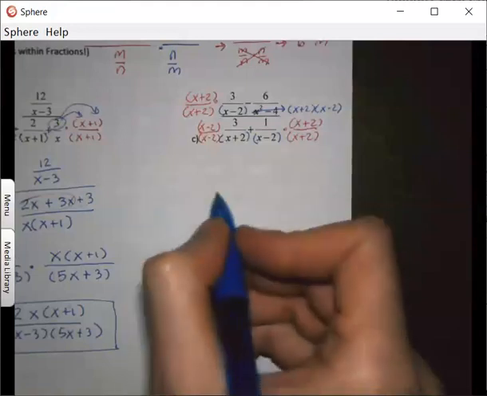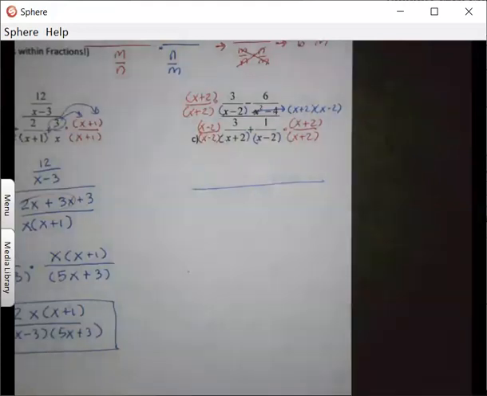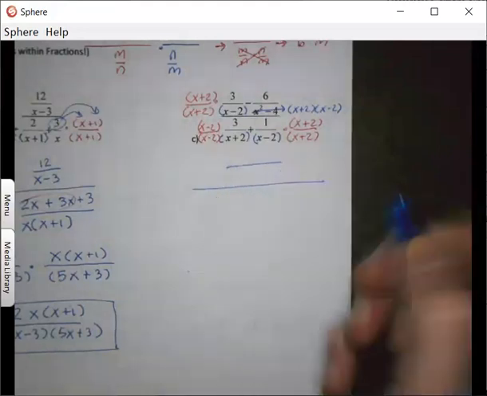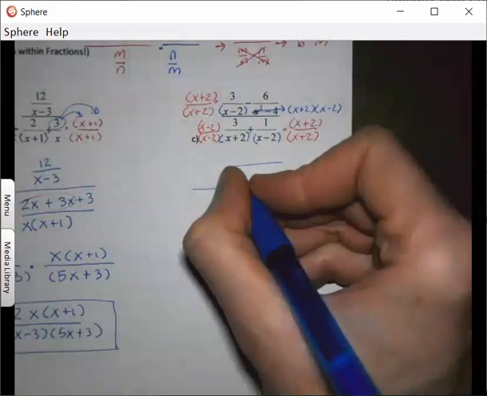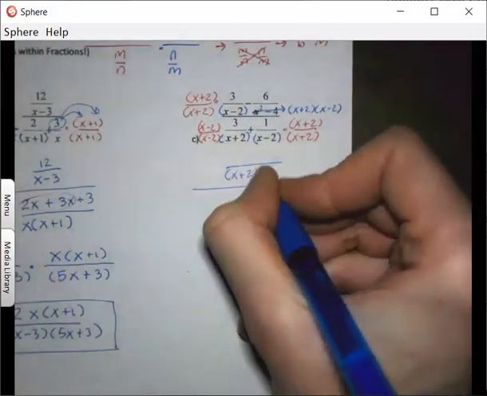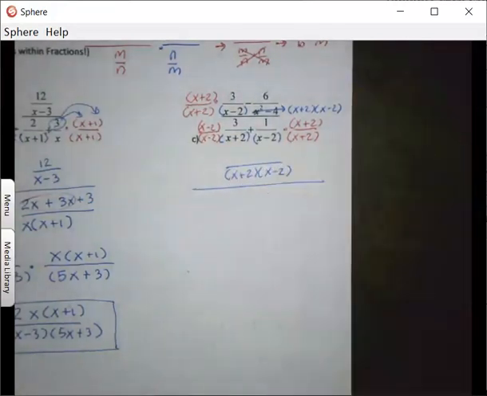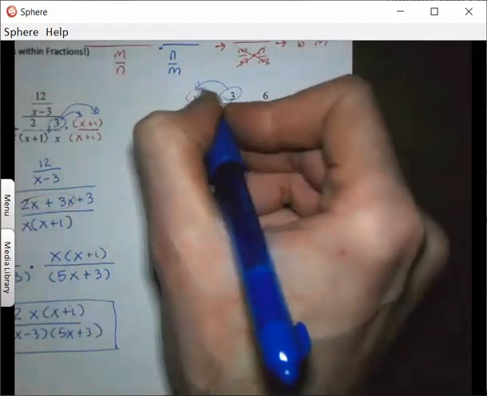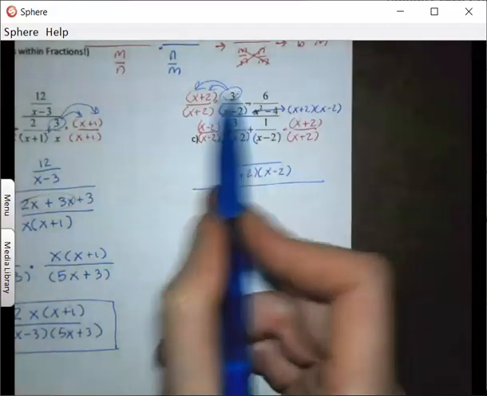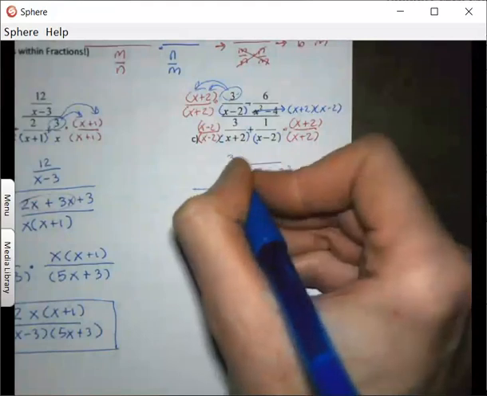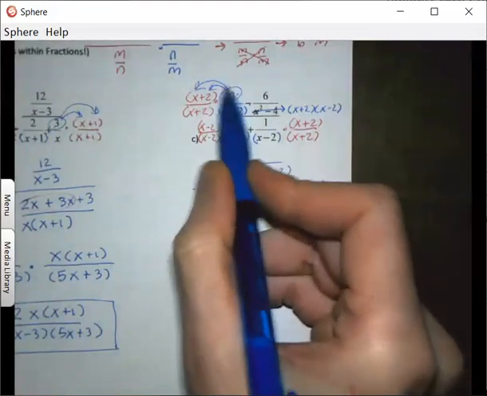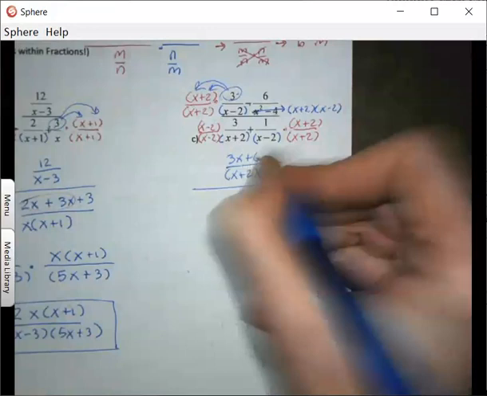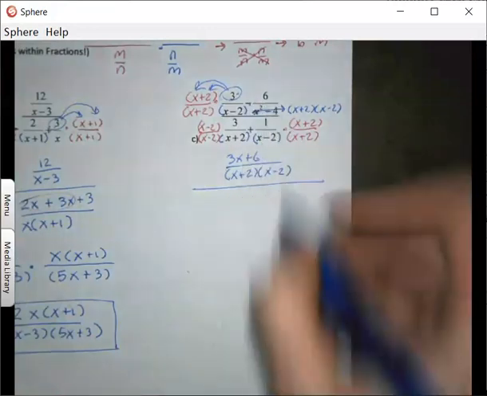So now we have a common denominator. So my common denominator in the top is x plus 2, x minus 2. So I can subtract across the top. And I'm going to go ahead and distribute. So 3x plus 6 minus 6.